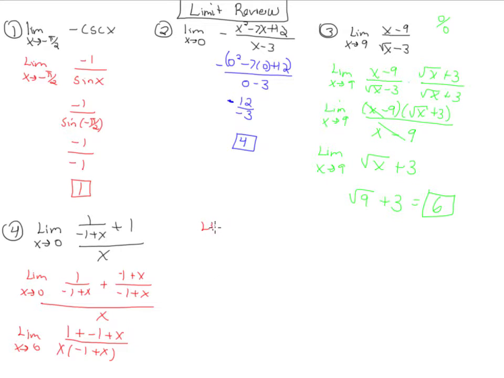Simplifying the numerator, I end up with x on top, divided by x times the negative 1 plus x. Now I can cancel out the x from the numerator and x from the denominator, leaving me with just simply 1 over a negative 1 plus x. Again, I'm going to try direct substitution, and I end up with a negative 1.